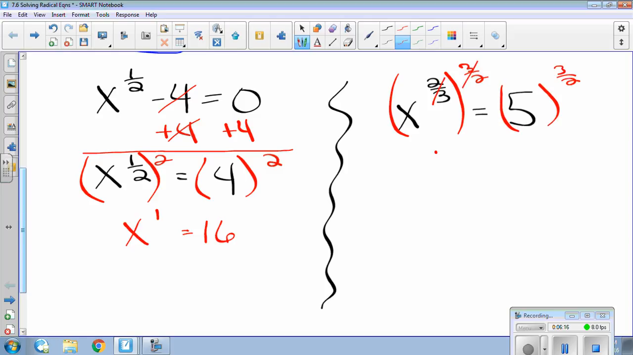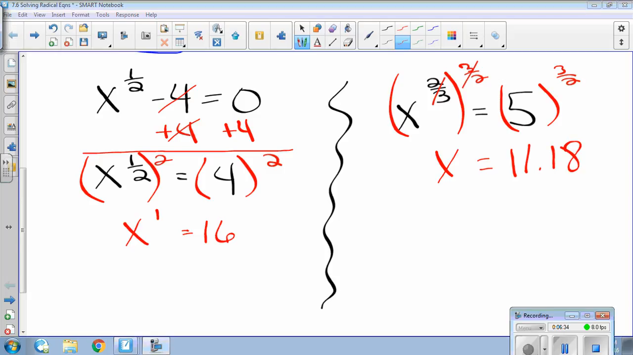So now you just end up with x equals, and you use your calculator, and you do 5 to the 3/2 power. And you round it to the nearest hundredth, so it's 11.18. Okay?